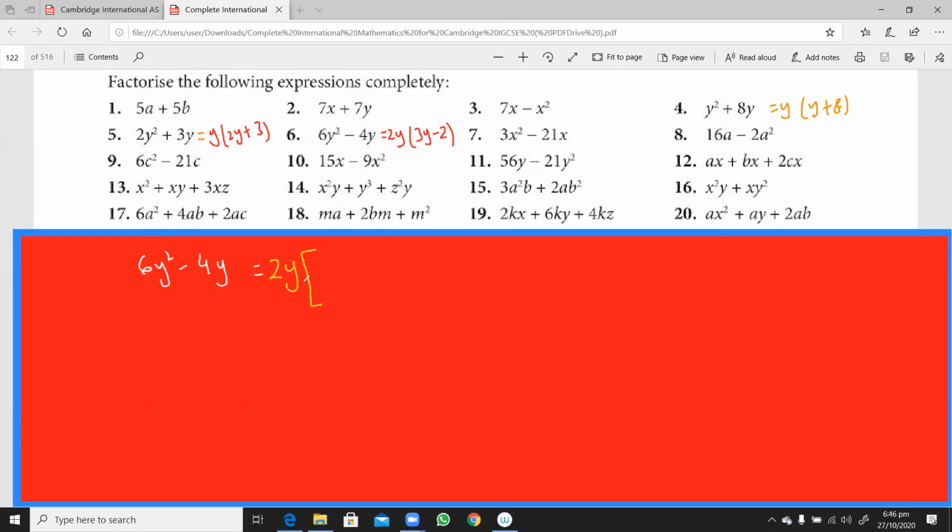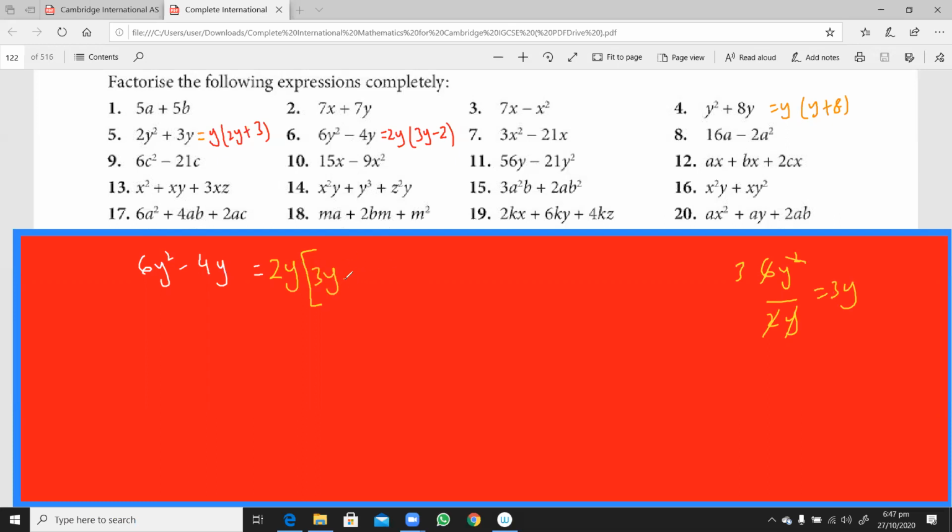So one thing is that if you can mentally see that 2y times what gives you 6y square, okay? If you can't understand that, then you simply divide this 6y square by 2y. So you see that this is 2, 3 times, and this is y into this. So you are left with 3y. So that means you will have 3y over here.